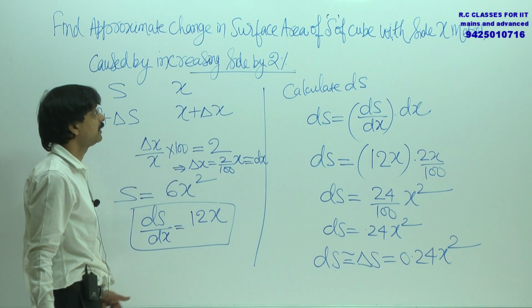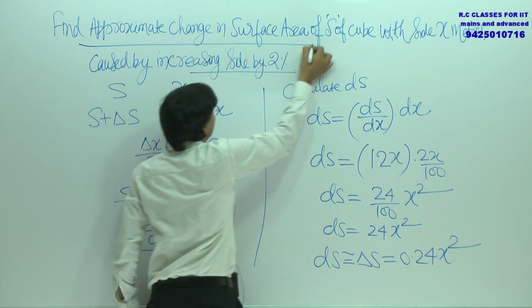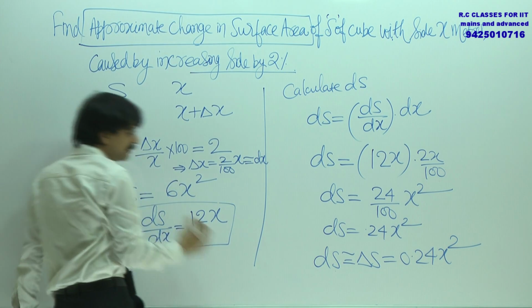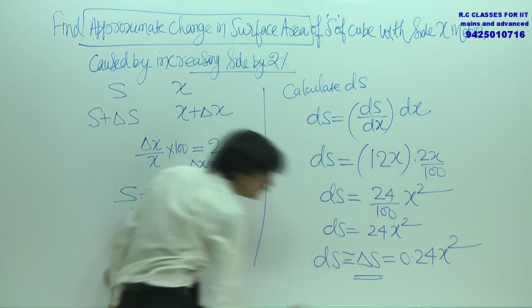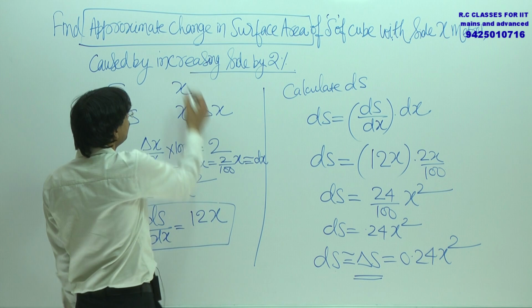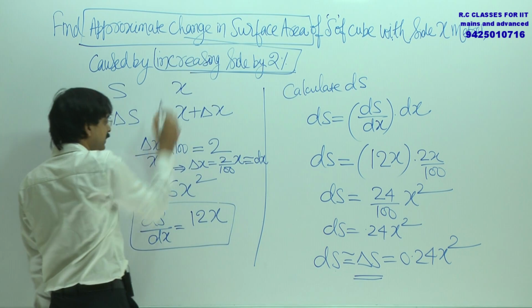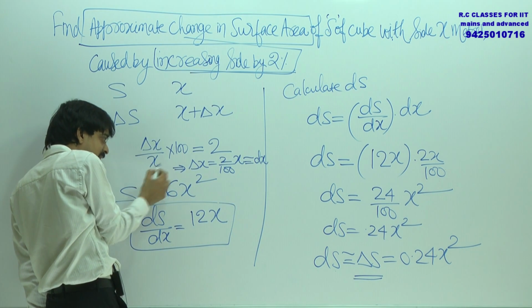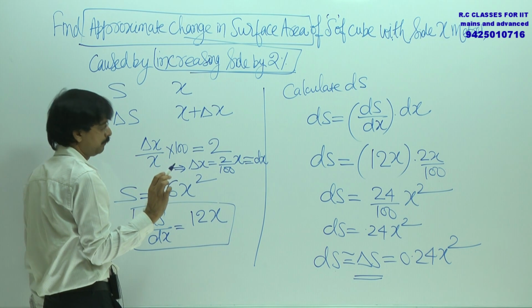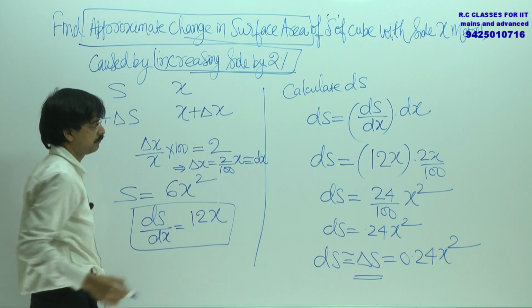That's how we are going to calculate the approximate change in the surface area. Approximate change in the surface area, delta s, is required when the side is increased by 2%, that is delta x by x into 100 is equal to 2. So that is the procedure there.